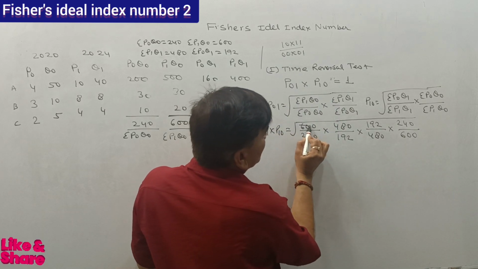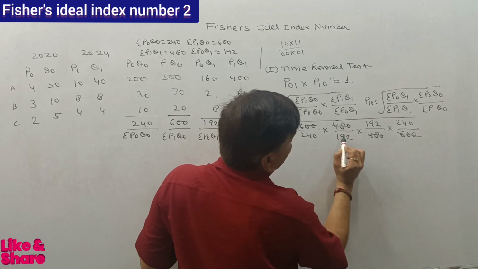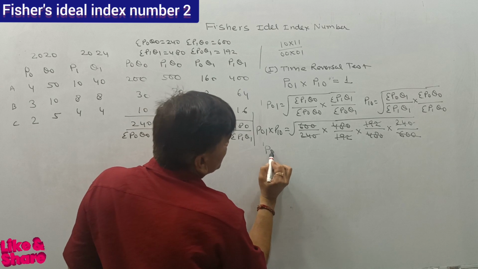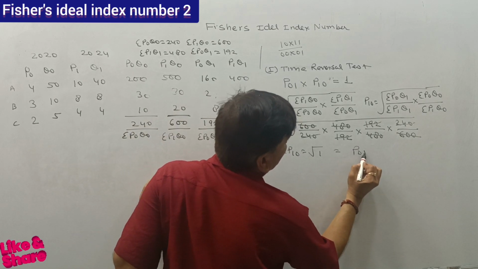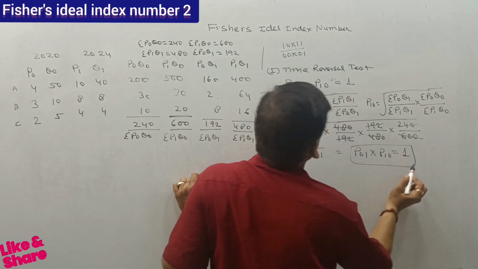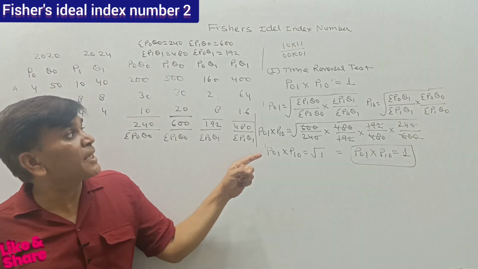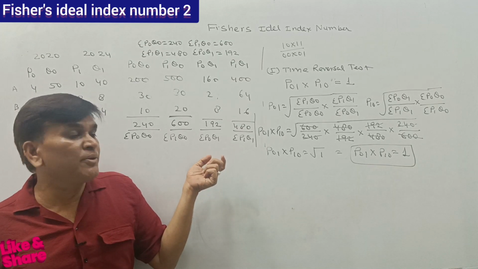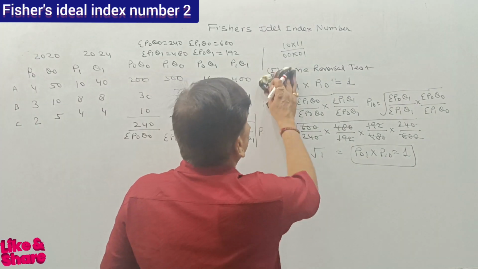So 600 cancels up and down, 480 and 192 and 240 also cancel. So P01 times P10 is the square root of 1, that is 1. So it proves that this question satisfies the time reversal test, because the multiplication of P01 into P10 is equal to 1. Next, the factor reversal test.